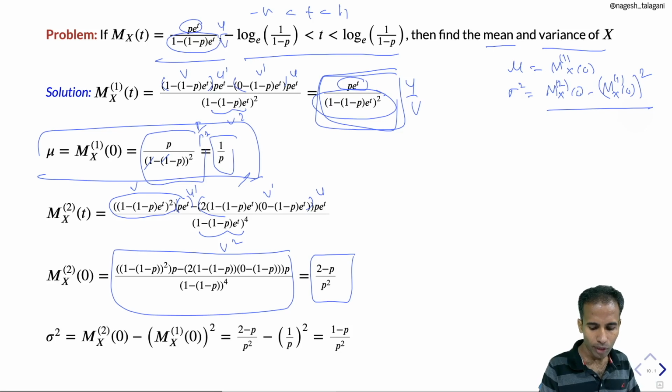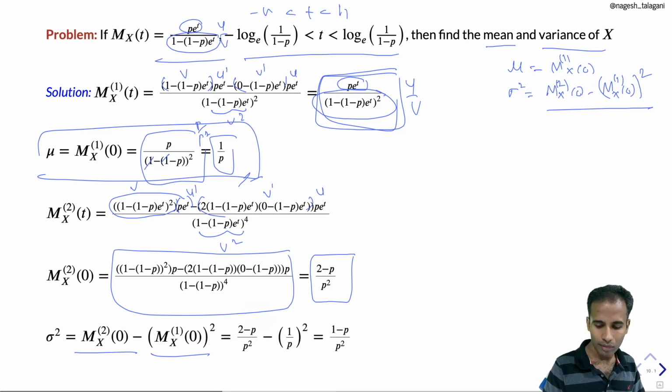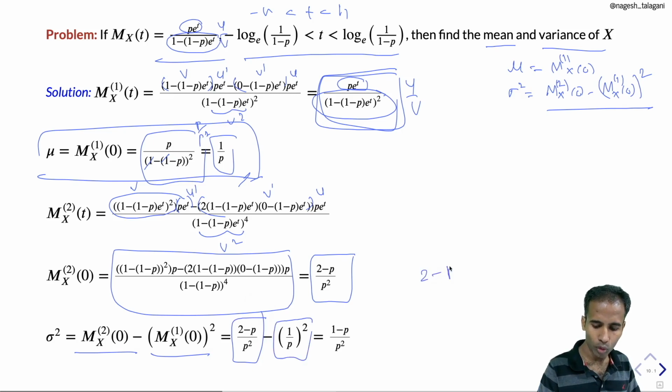Okay, now we are in a position to find the variance sigma square. So sigma square is going to be what? Second derivative of the MGF at 0 minus the first derivative of the MGF at 0 squared. So this is (2 minus p) by p square minus (1 by p) whole square. This is going to be (2 minus p minus 1) by p square, which is going to be (1 minus p) by p square. Okay, so this is the variance.